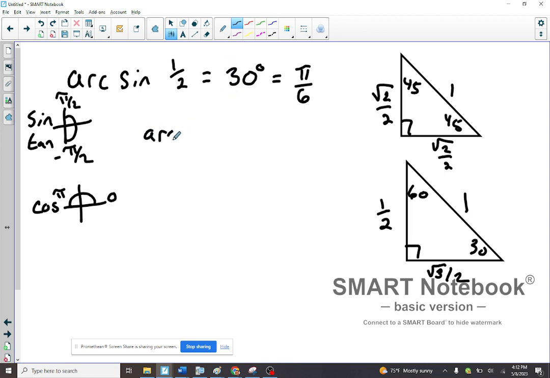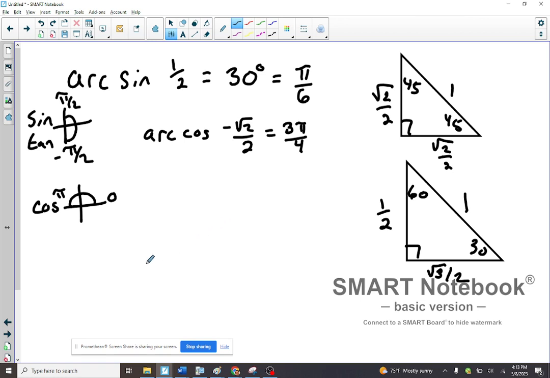Let's do another one. Arc cosine of negative root 2 over 2. It's not 45 degrees, it's negative root 2 over 2. So the question is where does it belong? For cosine, it's 0 to pi, so it has to be in the second quadrant. It's going to be the 45 degree reference, but in the second quadrant. 180 minus 45 is 135, which is 3 pi over 4.